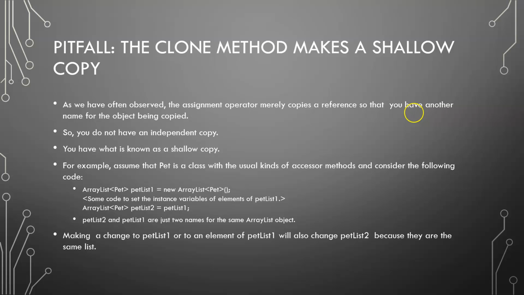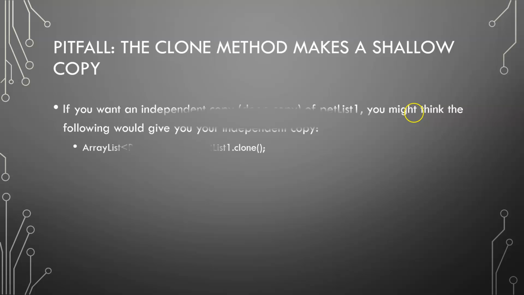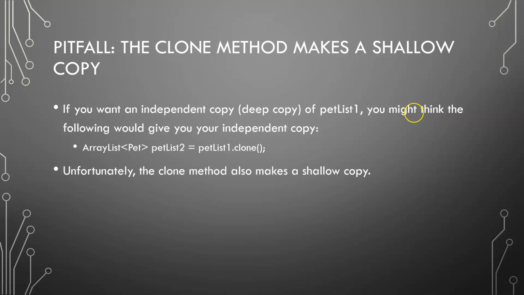Now, making a change to petList1 in this case, or to an element of petList1, will also change petList2 because they are the same list. So very important that you keep this in mind. You can't just say equals this. It doesn't quite work like that. Now, if you want an independent copy, or what's known as a deep copy, of petList1, you might think the following would give you your independent copy. ArrayList<Pet> petList2 = petList1.clone. So, hey, I'm going to use the clone method. Beautiful, right? Well, unfortunately, the clone method also will make a shallow copy with the ArrayList class.